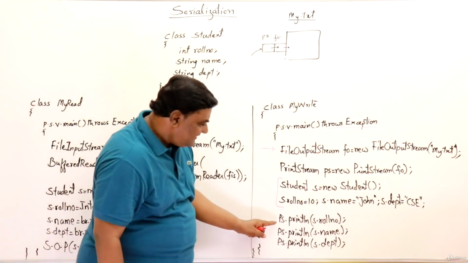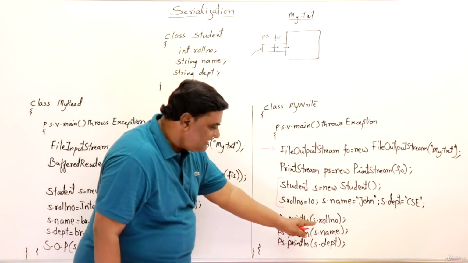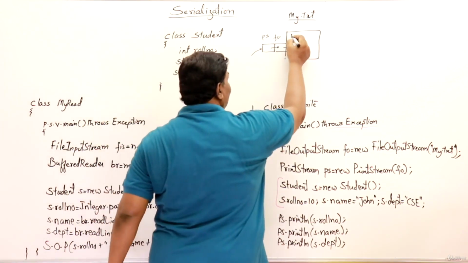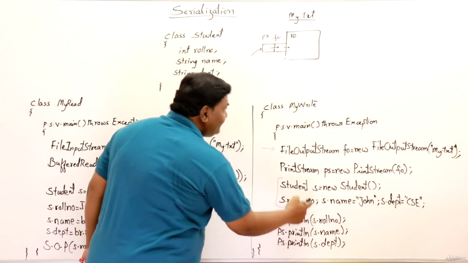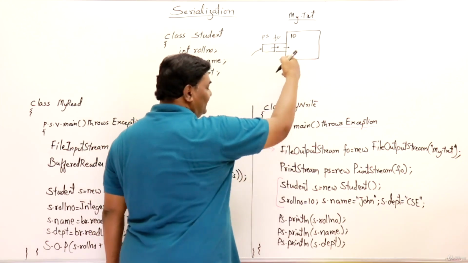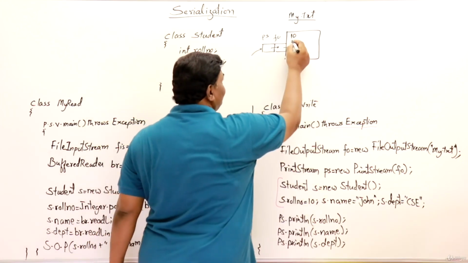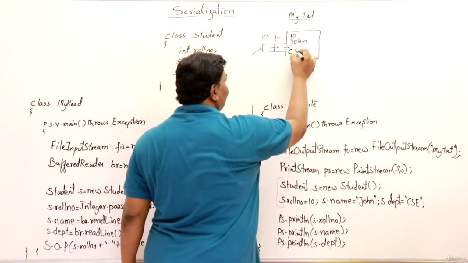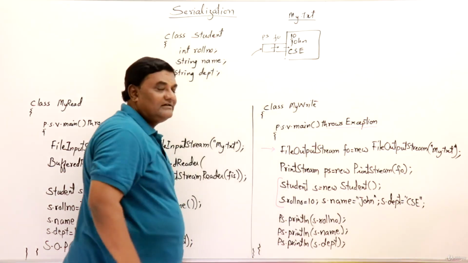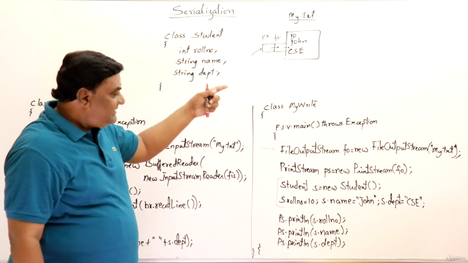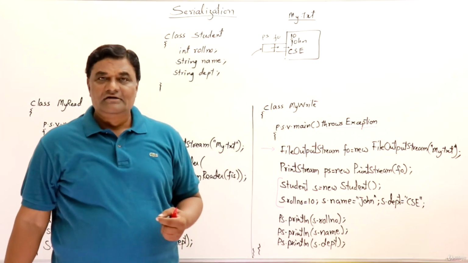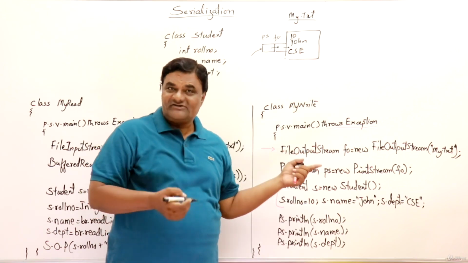Here you can see ps.println(s.rollNumber). Roll number is 10, so 10 will be written here. And println means after writing it will enter the next line. Then the next is name, so it will write John, and the next is department, it will write CSE. So I have printed those three values inside my.txt. It will be just like normal text.